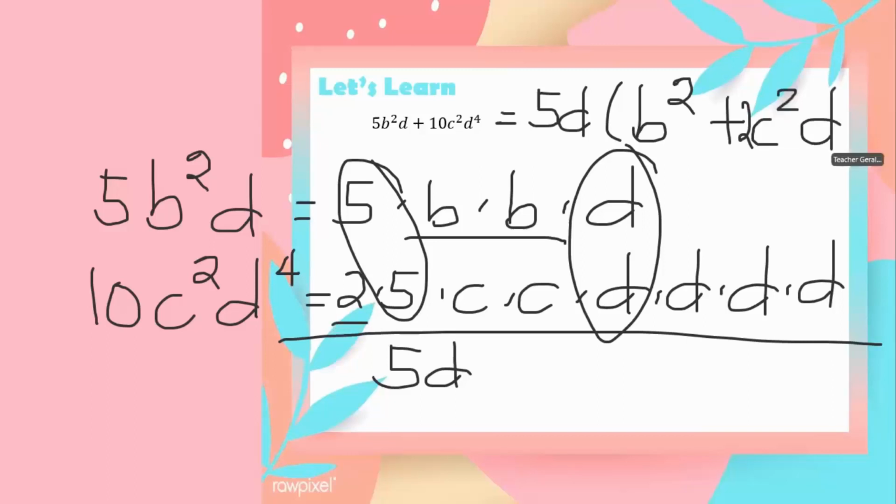And then, D cubed. Okay, and if we are going to check again by distributive property, we have 5D times B squared. Magiging answer niya ay 5B squared D. Ito naman, pag distribute mo din, 2 times 5 is 10, and then C squared, and B raised to the fourth power. So, our factoring is complete. Okay, tama siya. Okay, so bakit natin sinecheck? Kasi nga, baka may makalimutan tayo na ma-include dito sa pag-factor natin.